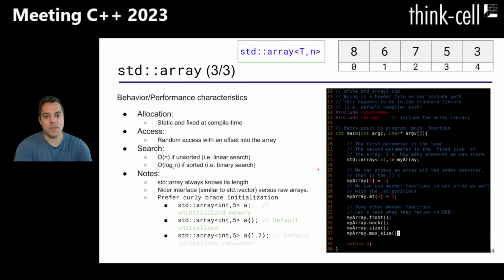Now, looking at this from the container perspective here, arrays, again, are static. They're fixed at compile time. We have random access. And if we want to search them, we can run our favorite searching algorithms, right? If it's not sorted, we need to look through everything to see if an element's there. If it is sorted, maybe you can run a binary search or perhaps some other algorithm on it. And a few other notes, as mentioned, again, we know our length.